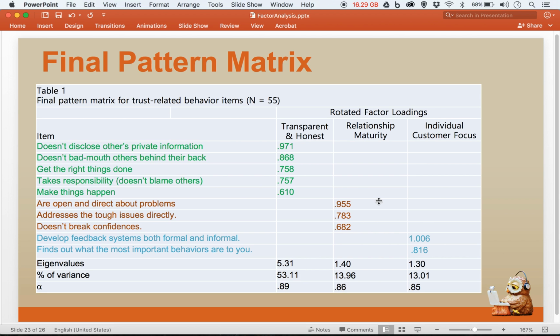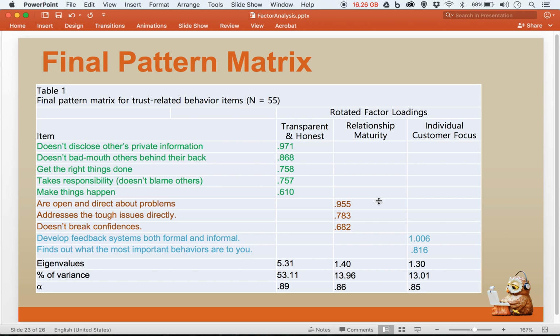So I called the first factor transparent honest, because it talked about how we don't disclose private information, we don't talk about people behind their back, we take responsibility, we make things happen. I chose relationship maturity because we're open to direct communication about our problems. We address tough issues directly, and we don't break confidences, and that shows a lot of maturity in how we handle relationships with individuals.